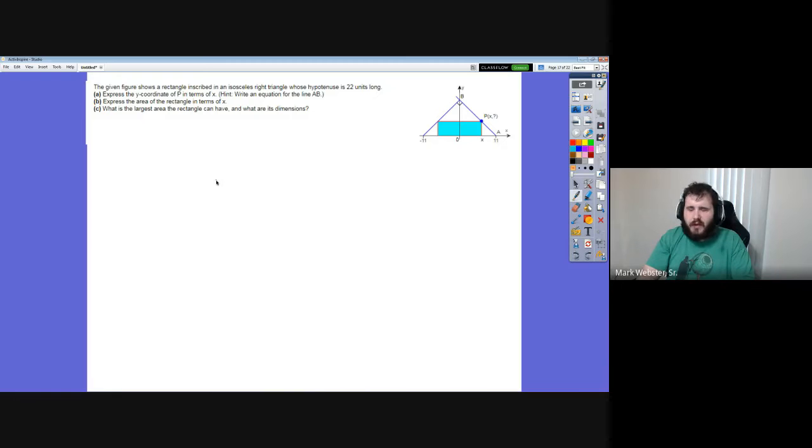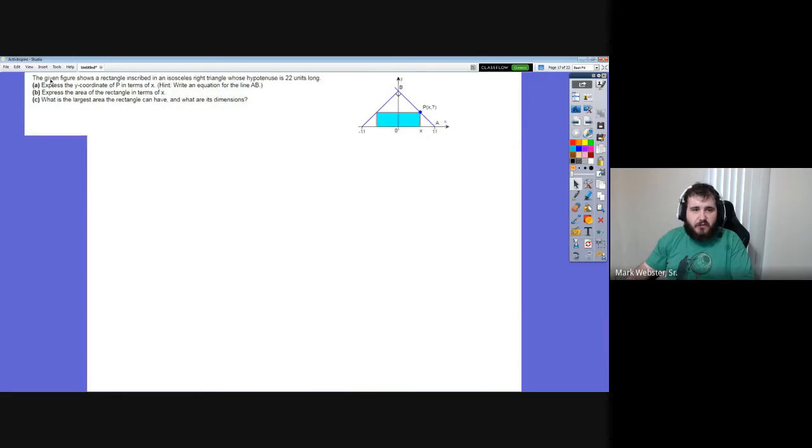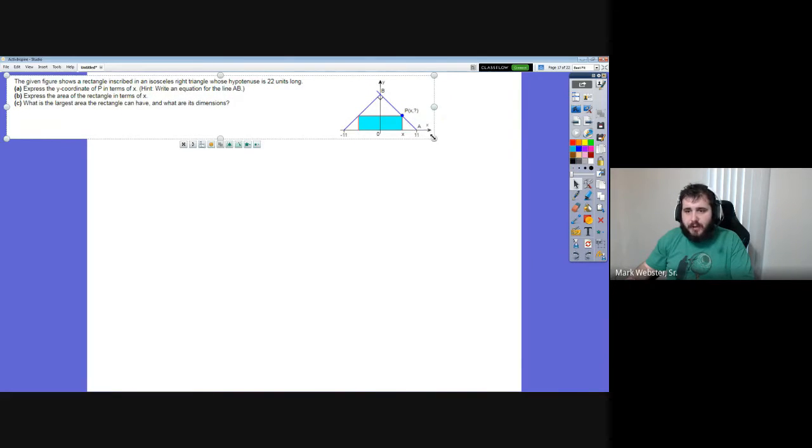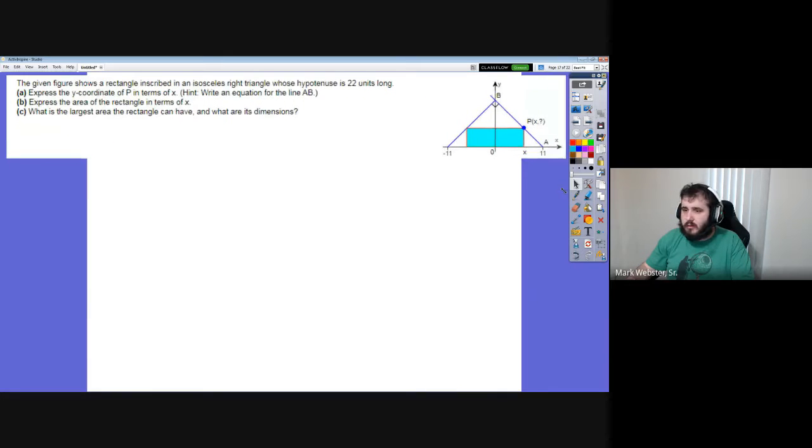So that's what we're talking about here. So they give a picture, which is really nice. I would honestly probably draw the picture myself if they hadn't given it to us. Let's make it bigger so it's easier to see. There we go. So you'll notice we got 3 parts here. What's really nice is that they're basically talking us through this problem. Okay, express the y coordinate of P in terms of x. Well, we know the x coordinate we're calling x. They're trying to hint to you that that's what we're going to take the derivative with respect to.